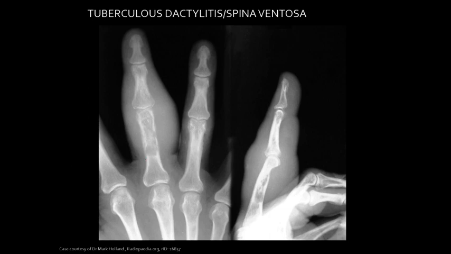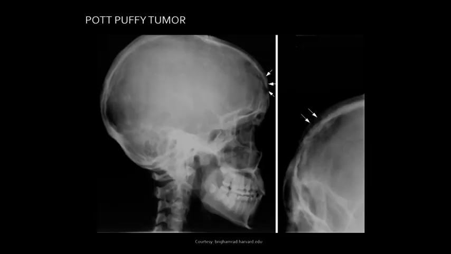All right, here's an example of that tuberculous dactylitis or spina ventosa. We have infection of the digit, more so up to this region, primarily seen in this proximal phalanx with this large amount of swelling. We can see changes in both the proximal and the middle phalanges, though, of that tuberculous dactylitis. Pott's puffy tumor: we see this destructive osteolysis in that frontal bone. You can see it's extending into the scalp, the subcutaneous soft tissues, through this region.